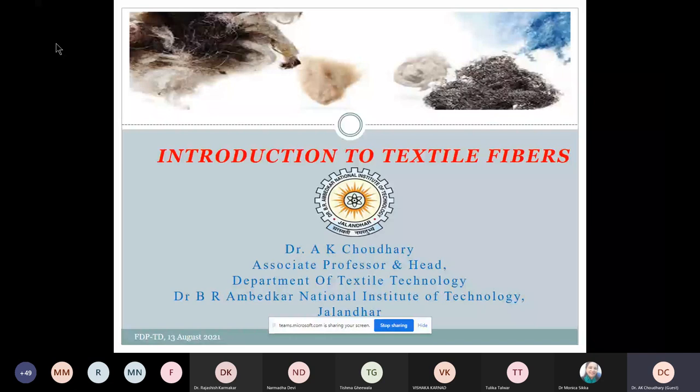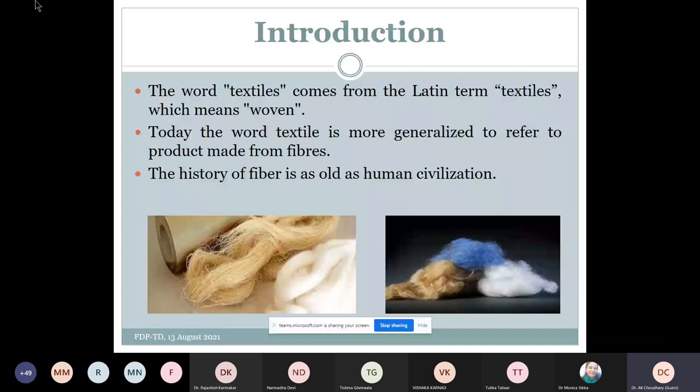The word textile is derived from the Latin term textilis, which means woven. Today, textile is more generally used to refer to products made from fibers. The history of the fiber is one of the oldest, as old as human civilization. Human civilization started along with the development of textile products.